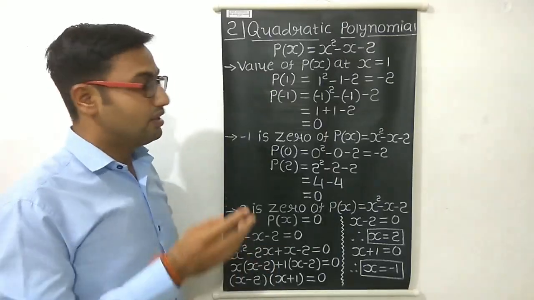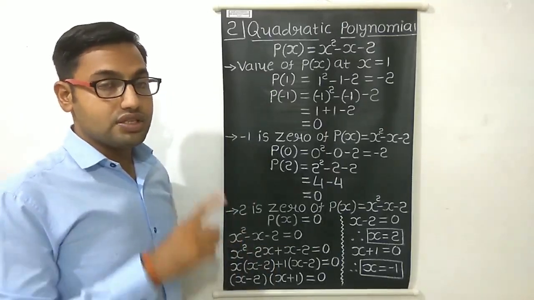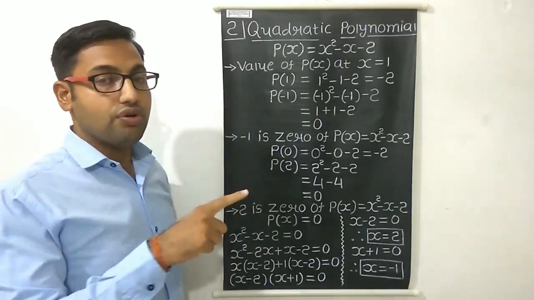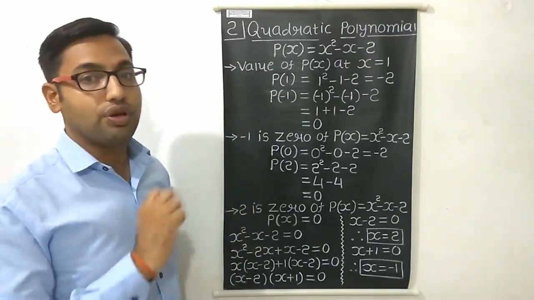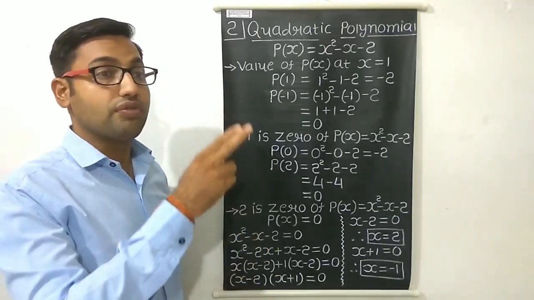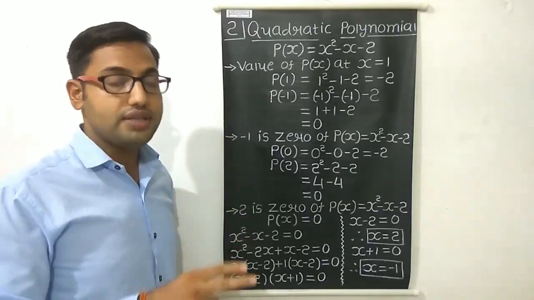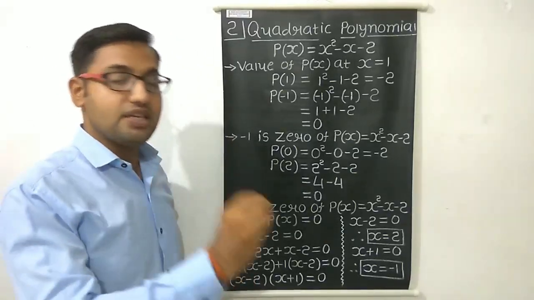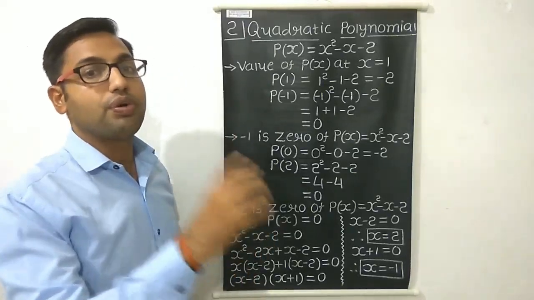Second thing is the zero polynomial. What do we mean by zero polynomial? 0 we call a zero polynomial. So there is also no variable, but the value of the zero polynomial is already 0. So every real number is a zero for the zero polynomial.